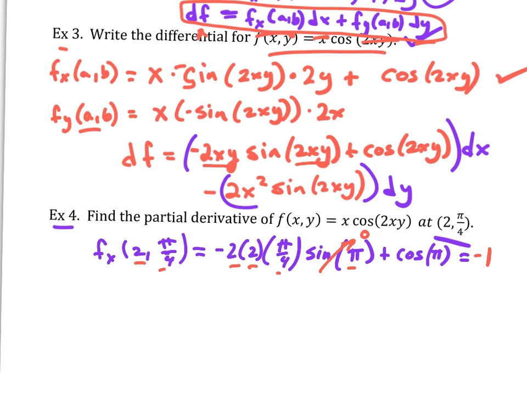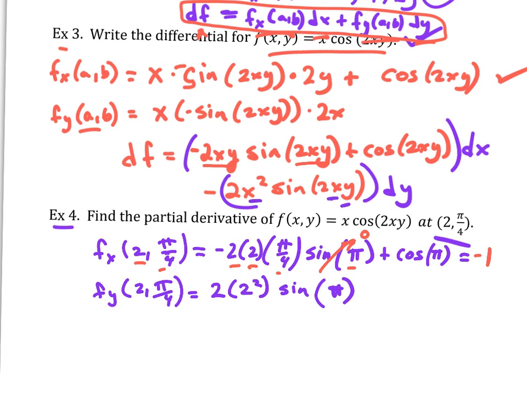And then if I do the same thing for the y, plugging in the 2 for my x and the pi over 4 for my y, this one's just going to turn out to be 0. So if I want to write the differential for this at this point, df is going to be equal to negative 1 dx plus 0 dy. So you don't even need that.